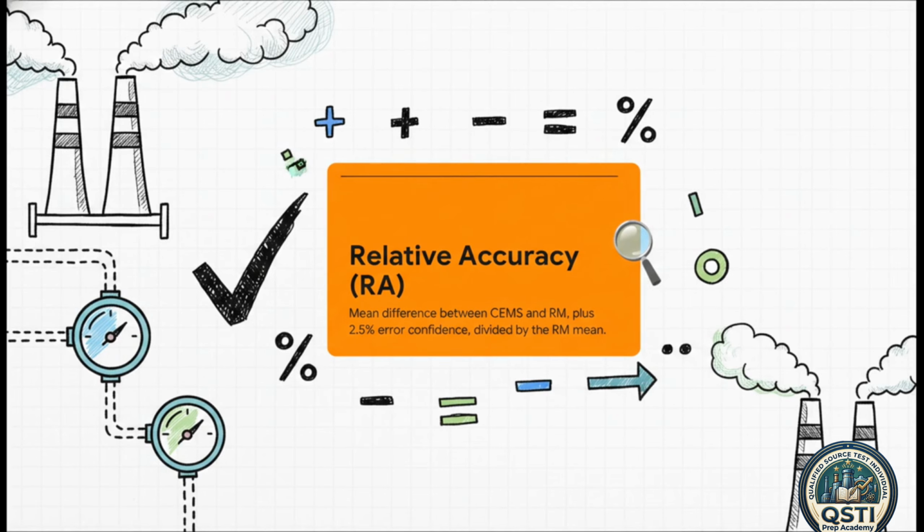Okay, check this out. Relative accuracy, or RA, is basically the ultimate report card for your system's performance. It isn't just a simple comparison. It factors in the absolute mean difference between what your CMS reads and what a trusted reference method reads. But it doesn't stop there. You have to add in a 2.5% error confidence coefficient, because, statistics, and divide all of that by the mean of those reference method tests. It is a highly robust mathematical reality check.